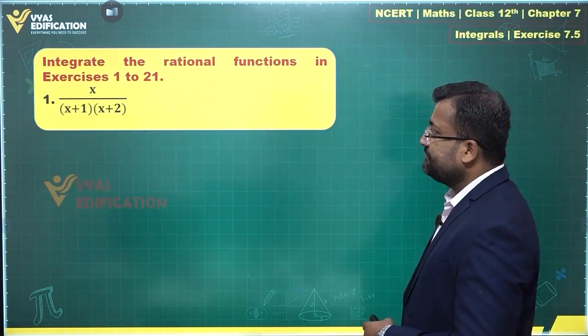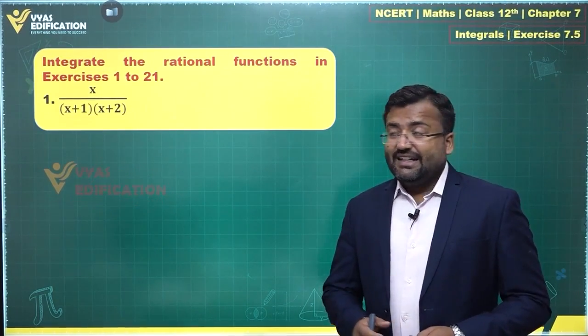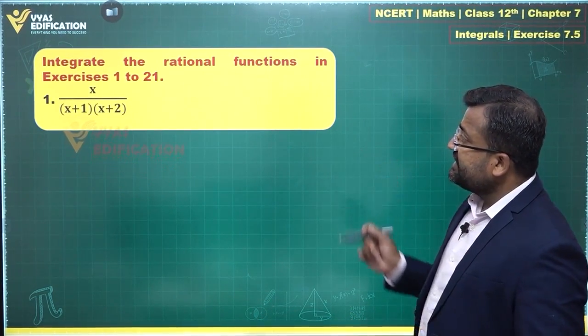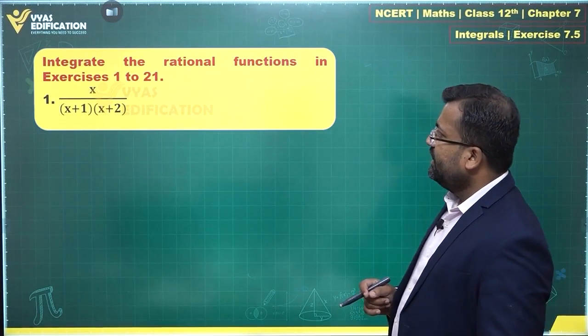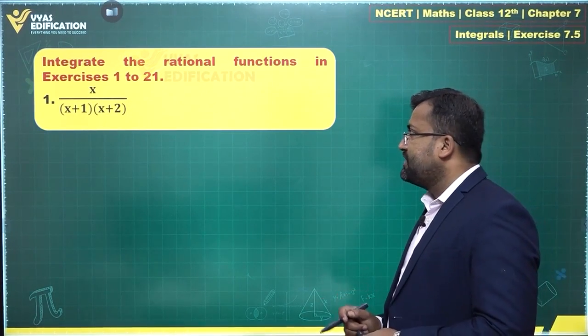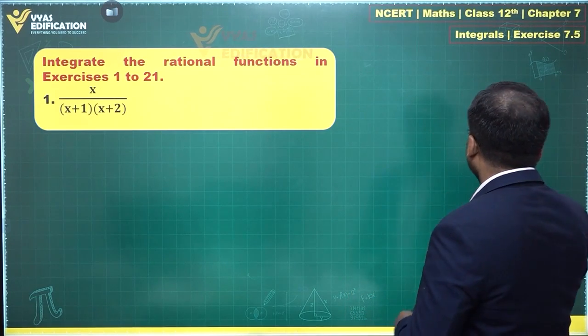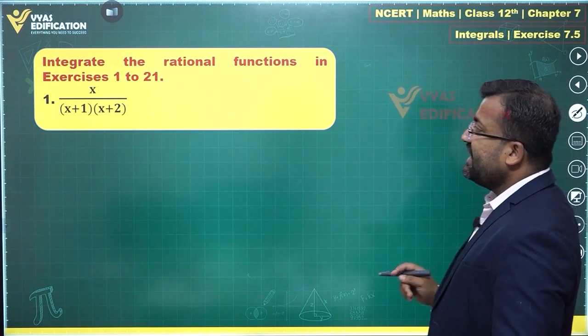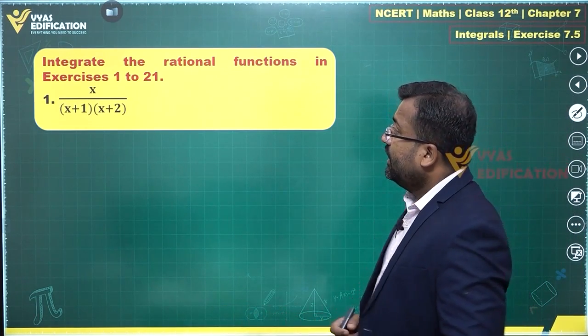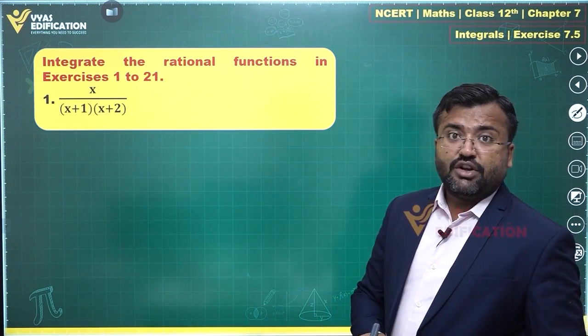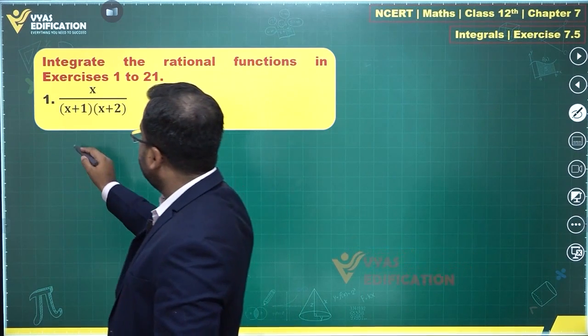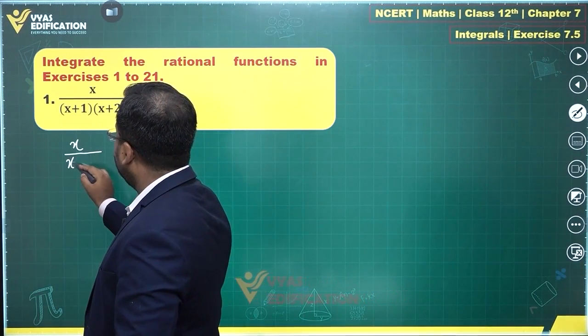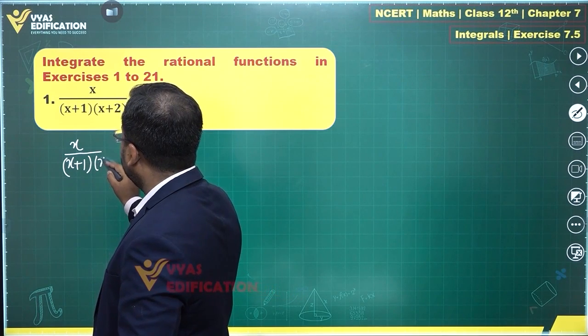First question says that integrate the rational functions in exercises 1 to 21. So the first one begins with x upon (x plus 1)(x plus 2). How do we handle this? So the first thing that we are supposed to do is, okay, we have x upon (x plus 1)(x plus 2).